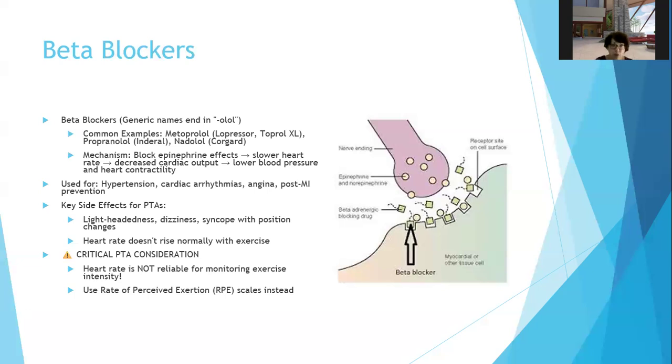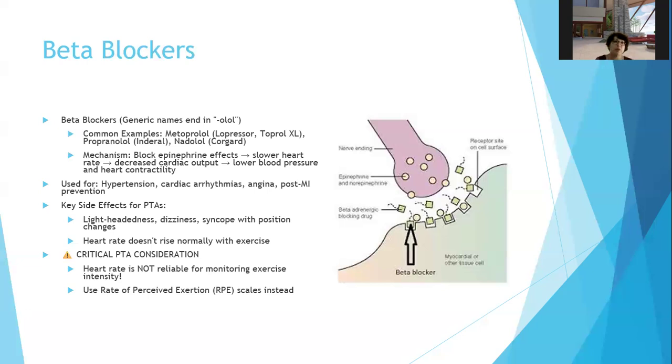This causes a slower heart rate, decreased cardiac output, lower blood pressure, and lower heart contractility. So it's used for hypertension sometimes, cardiac arrhythmias, angina, and post myocardial infarction prevention. It's used preventatively post myocardial infarction. So same side effects as the other blood pressure medications: lightheadedness, dizziness, syncope with position changes.